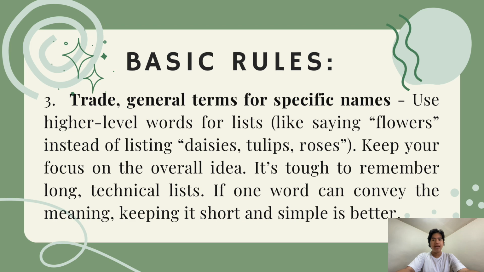Number 3, trade general terms for specific names. Use higher level words for lists, like saying flowers instead of listing daisies, tulips, roses. Keep your focus on the overall idea. It's tough to remember a long, technical list. If one word can convey the meaning, keeping it short and simple is better.